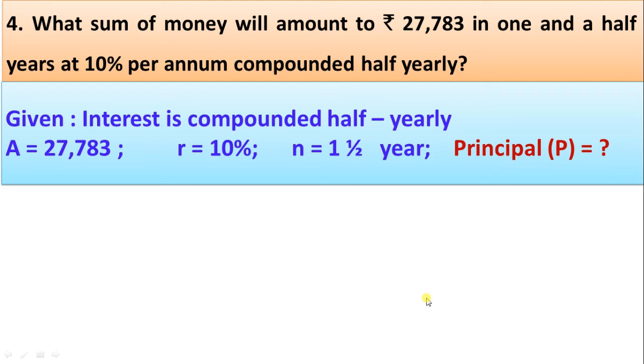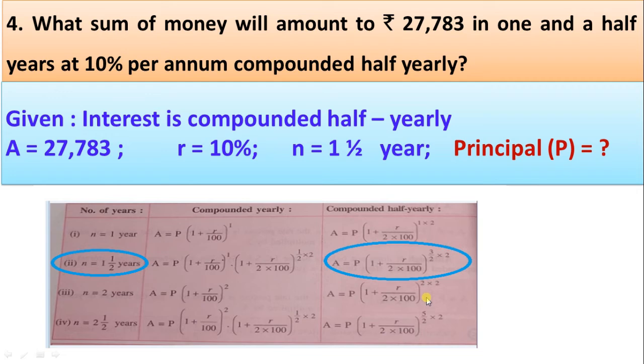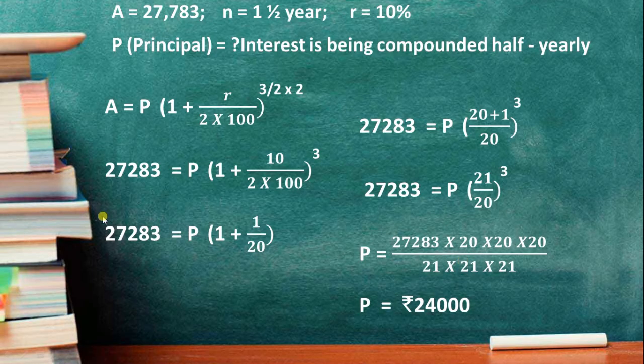So refer to the table and choose the suitable formula. Principal is not given. Let us consider P as P itself for n, that is 1.5 years. When the interest is compounded half yearly, the formula we are going to use is amount is equal to P into (1 plus R by 2 into 100) whole to the power 3 by 2 into 2. Use this formula and substitute the values. Amount is 27,783. Just correct it over here, children.